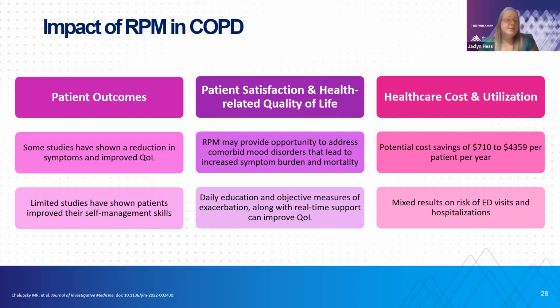With regards to the economic burden, costs increase depending on the severity and frequency of exacerbation, and the data on healthcare utilization and cost savings utilizing RPM in this population is limited. Some studies have shown a reduction in ED visits and hospitalizations, while other studies have refuted this. And there have been widely variable projections on the cost reduction seen for these patients, and that ranged anywhere from $700 to more than $4,000 per patient per year.